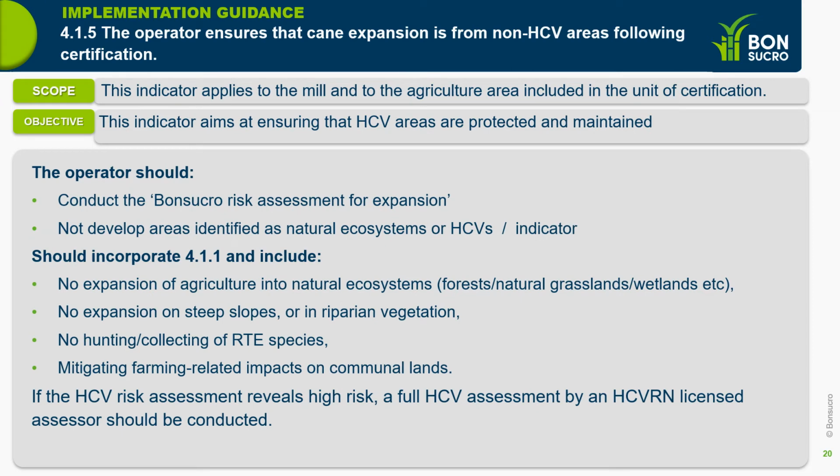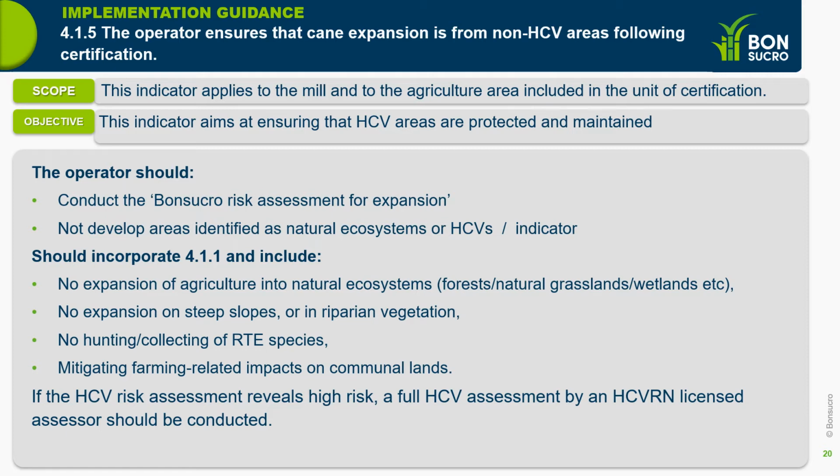So it's important that the operator knows very well what the Bonsucro risk assessment for expansions means, that he understands that he cannot develop areas on natural ecosystems or HCV indicators, and of course understands what it means, where they are, and how to conduct that risk assessment, which will be put into different scenarios that we will see. So, of course, no expansion of agriculture into natural ecosystems.